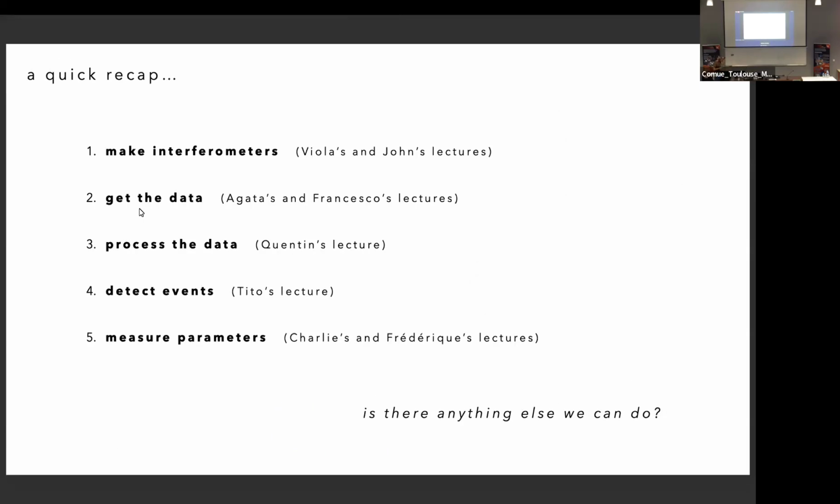Right, so just for a quick recap, you heard about all of these things before. You heard about how to build an interferometer, how to use it, how to get the data, then how to process the data, how to detect events and how to quantify that, and lastly, about how to measure parameters and get estimates for the binary. Is there anything else we can do? Well, if you're here, I guess the answer is yes, and this is what I'm going to talk about.